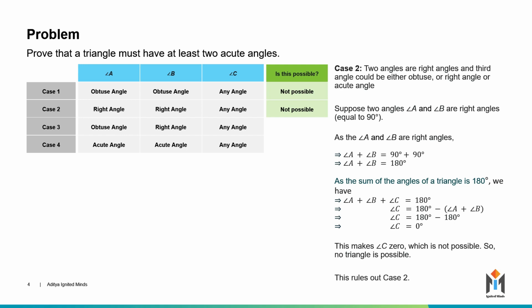In the first case where the angle C has become negative, and in this case too, the angle C is becoming 0. So both are invalid cases for a triangle. So let us see whether we get any valid case in the other two cases.